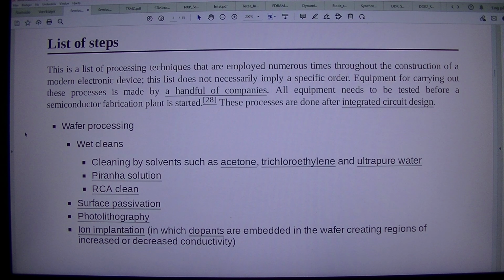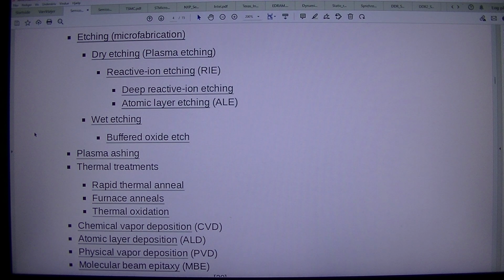Wafer processing: wet cleaning by solvents such as acetone, trichloroethylene and ultrapure water; piranha solution; RCA clean; surface passivation. Photolithography. Ion implantation, in which dopants are embedded in the wafer creating regions of increased or decreased conductivity. Etching, microfabrication, dry etching, plasma etching, reactive ion etching, RIE, deep reactive ion etching.